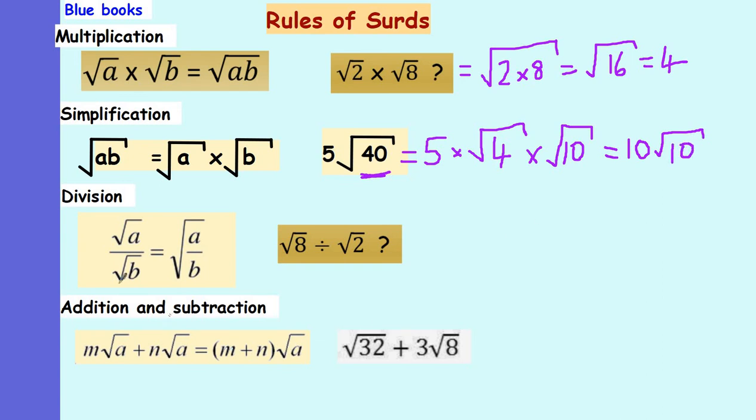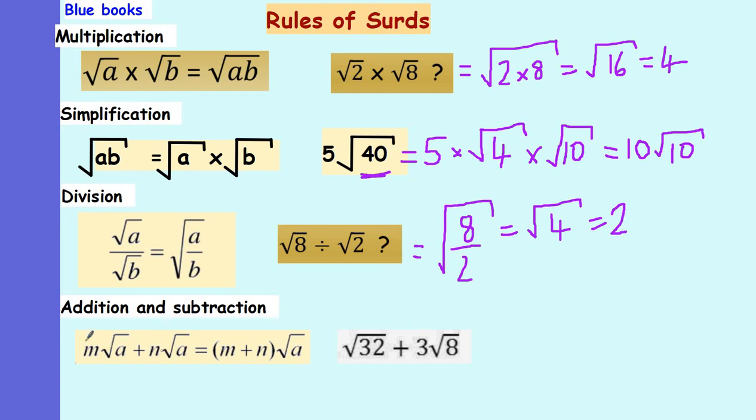We then looked at division. I said, well, the square root of A divided by the square root of B is equal to the square root of A divided by B. For example, if I was working out the square root of 8 divided by the square root of 2, I could write that as the square root of 8 over 2. 8 divided by 2 gives me 4. So that's the square root of 4, which is 2.